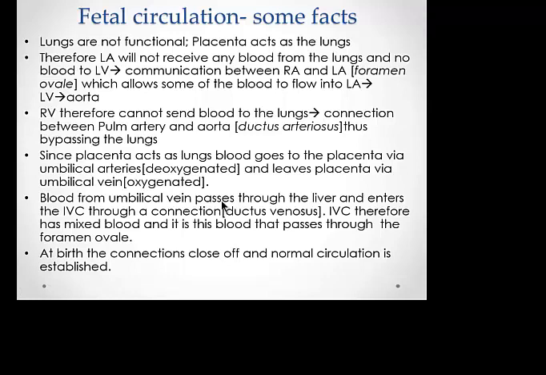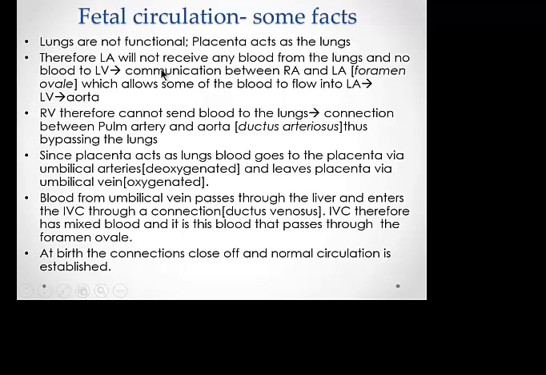Next, let's look at fetal circulation. So here are some facts which are important for you to know. Lungs are not functional. So if they are not functioning, we need something to act as the lung. The placenta acts as the lung. So you will have blood going to the placenta, blood coming out of the placenta. Remember how blood going to the lungs and blood coming out of the lungs, the artery-vein relationship was changed? Same thing happens with the placenta. So arteries going to the placenta carry deoxygenated blood. Veins coming out carry oxygenated blood, very similar to the pulmonary circulation.